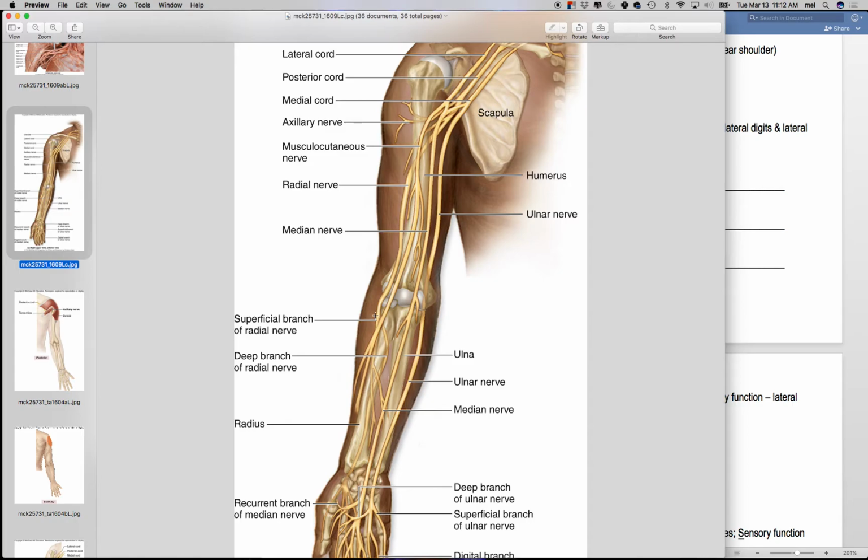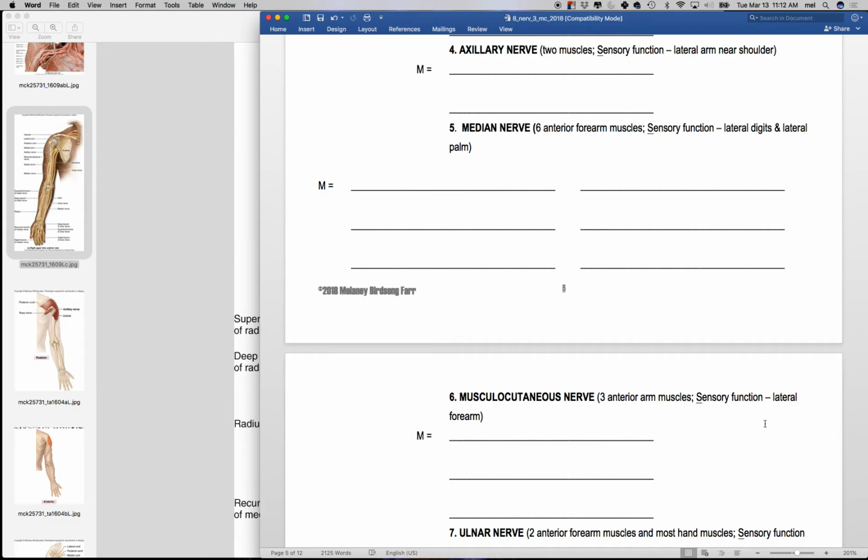So what we have to do with each of these nerves is we have to figure out which of the muscles we already learned are innervated by each of these nerves and what sensory function each of these nerves has. Does that make sense to you guys? Okay, so it's not as hard as it looks. It's not easy, but it's not as hard as it looks.